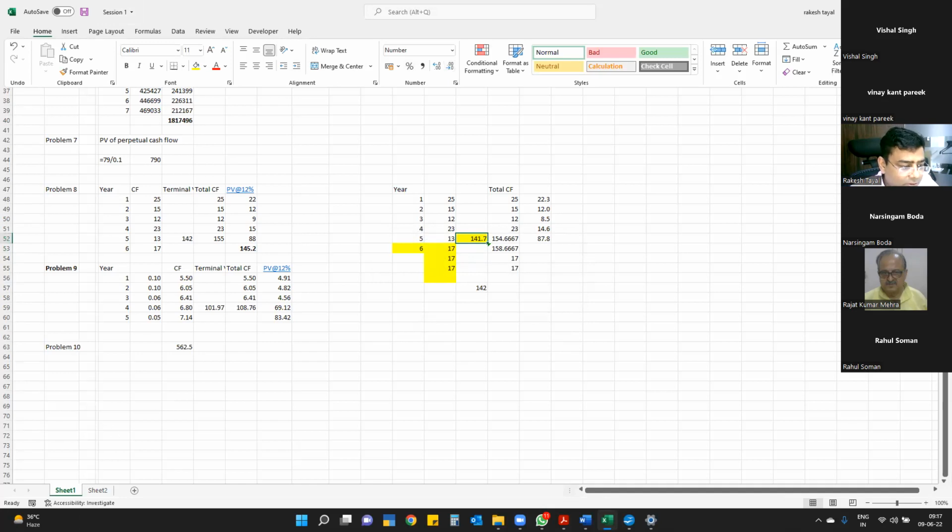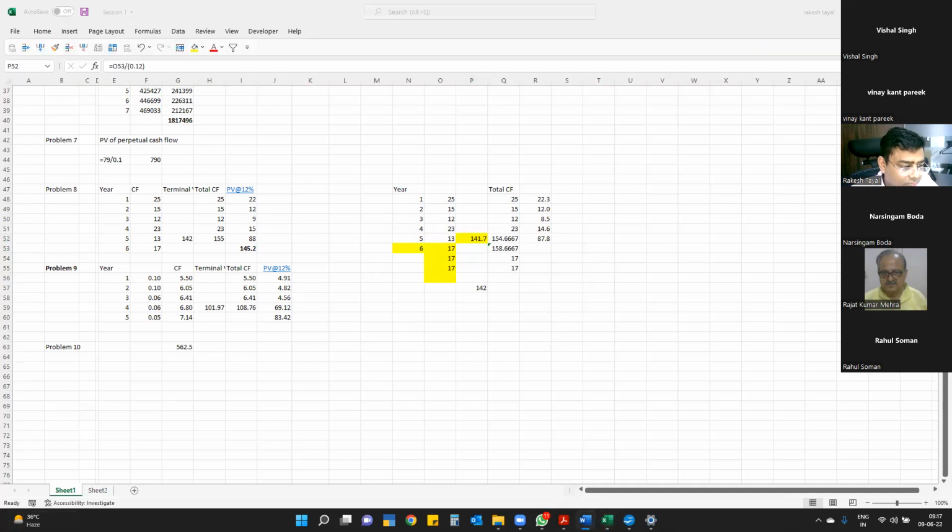Now coming to the next. Now there is a growth rate. This is the new concept. The only point is that to calculate the terminal value, instead of dividing it, we will have to do CF1 divided by KE minus G. G is the growth rate.